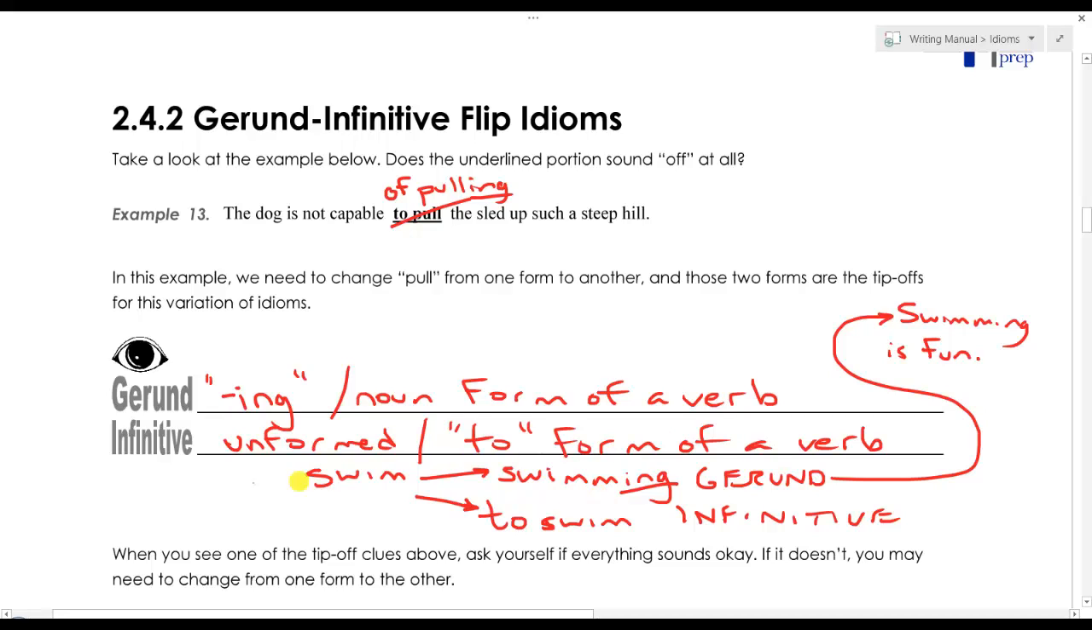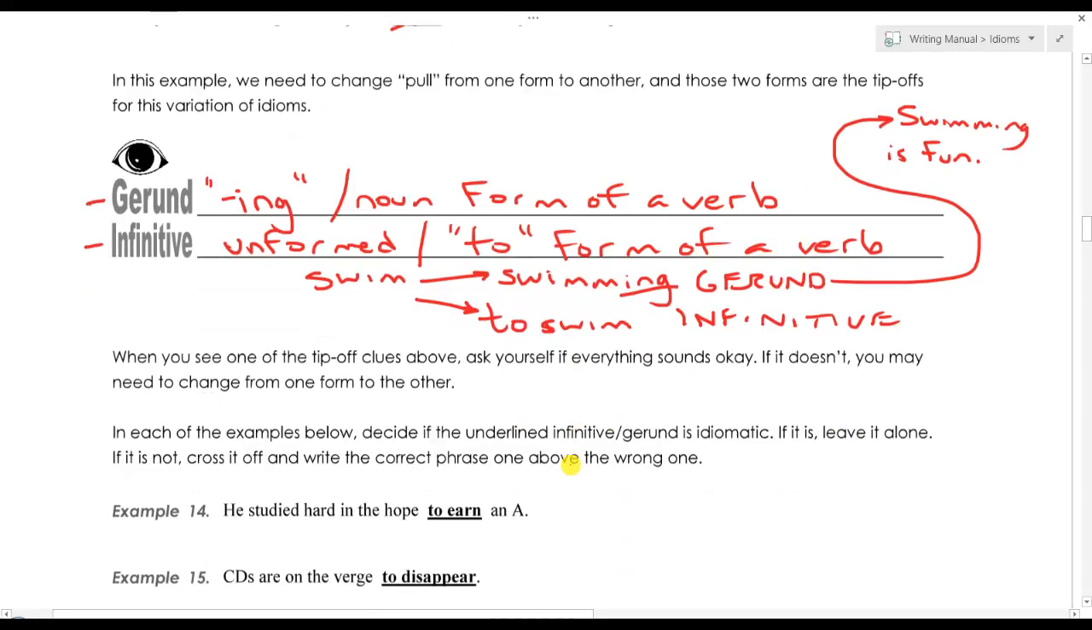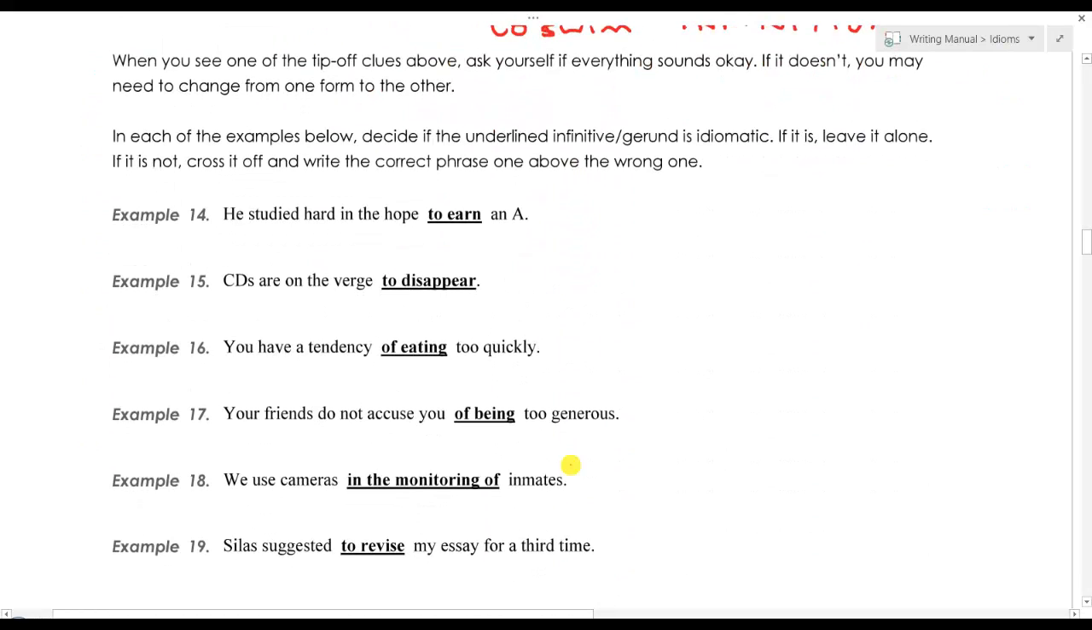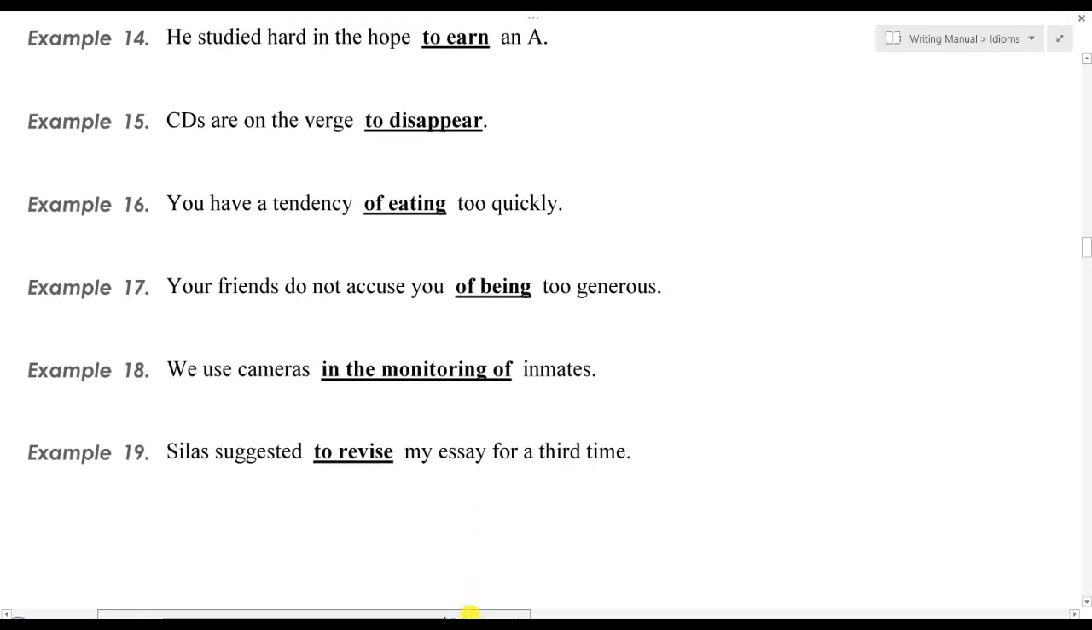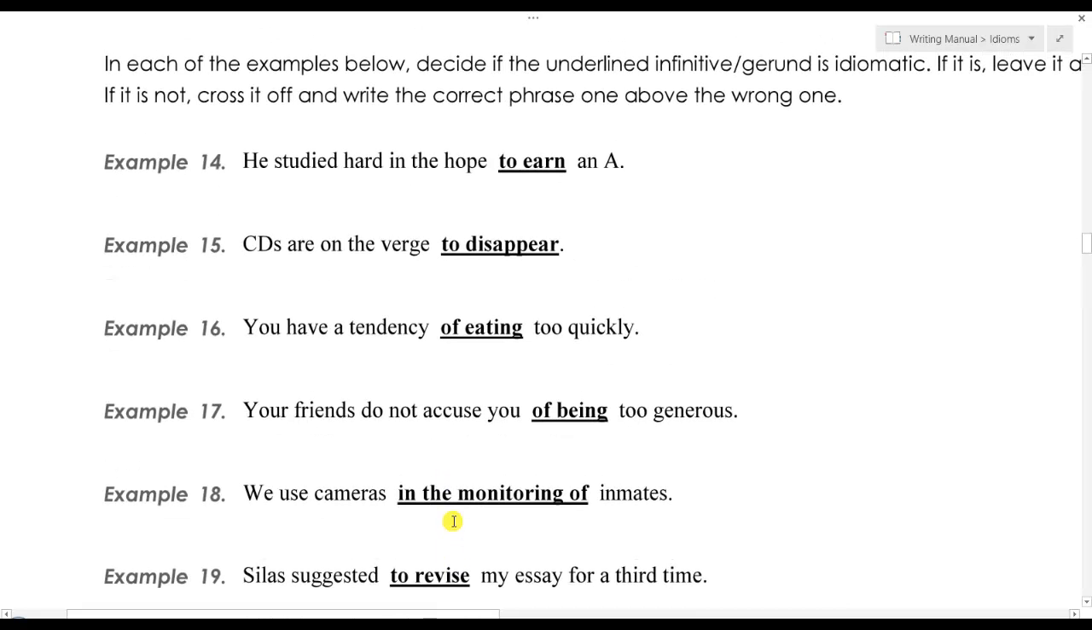If you see a gerund or an infinitive, those are your tip-off clues. If you see one of those two things, what you need to do is ask yourself if everything sounds okay. If not everything sounds okay, you may need to change the gerund to the infinitive or the infinitive to the gerund. In the following examples, 14 through 19, you're going to do the same thing that you did on the previous page. You're going to ask yourself if the underlined word sounds correct, and these are all going to be gerunds or infinitives. If everything sounds correct, leave the example alone. If not, cross off the incorrect phrase and write a correction. Go ahead and do 14 through 19 now.